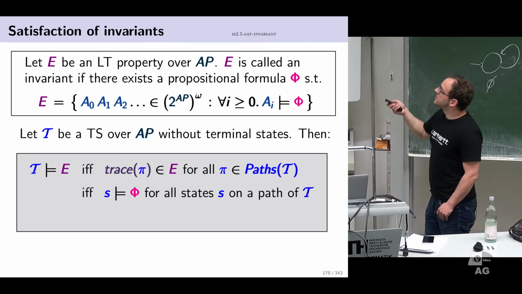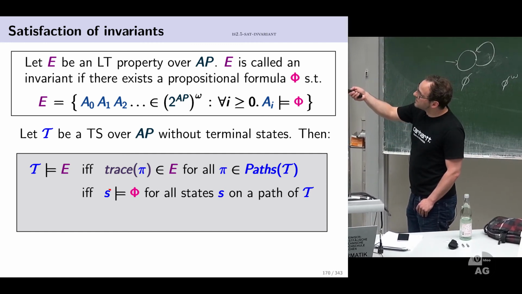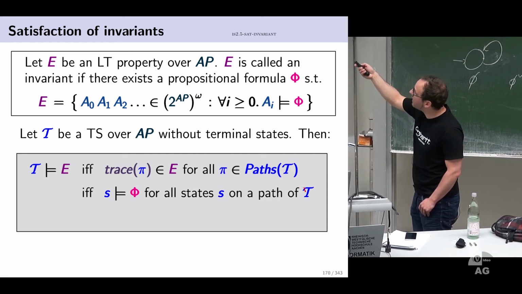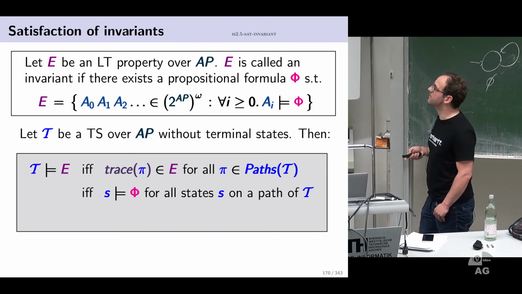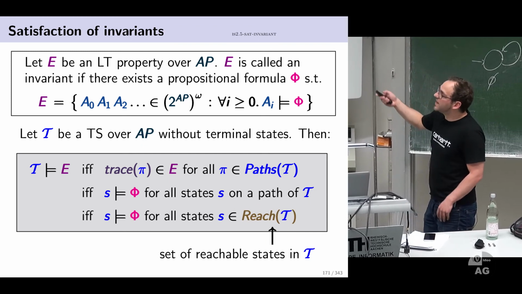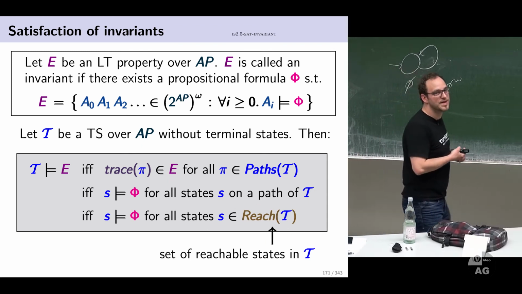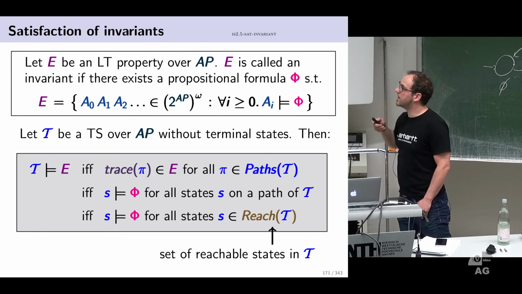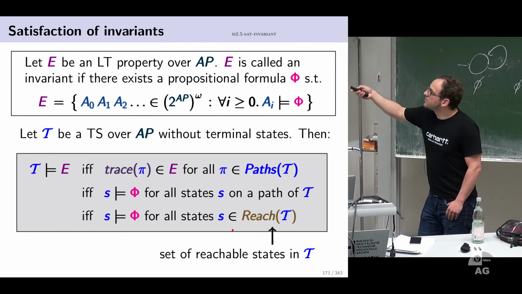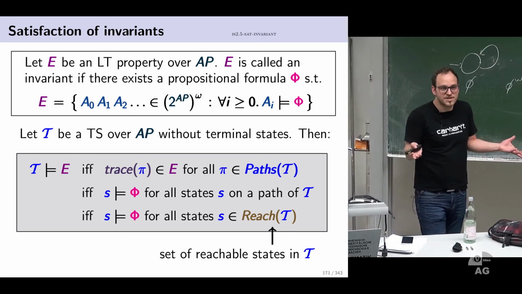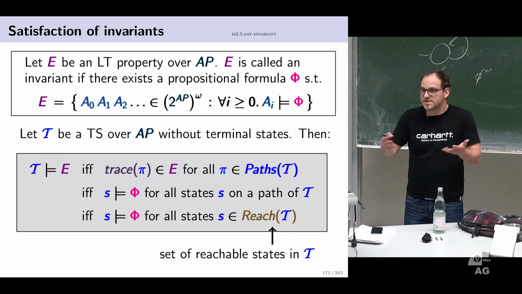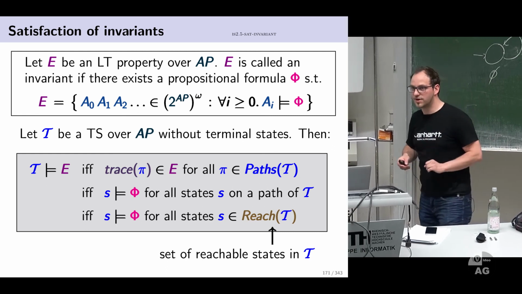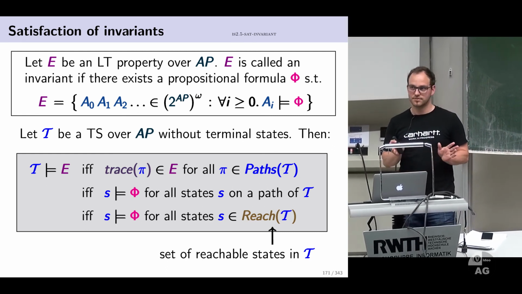Well, then for invariance, you can reformulate it such that any state that appears along any path of the transition system T needs to satisfy the invariant condition. And what states appear on any path in the transition system? Well, it's exactly the set of reachable states. So ultimately, a transition system satisfies an invariant if and only if every reachable state satisfies the invariant condition, which is not very surprising given that we said an invariant is characterized by the fact that at every position the invariant condition holds. Okay? Does that make sense?